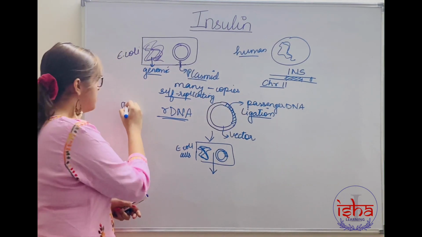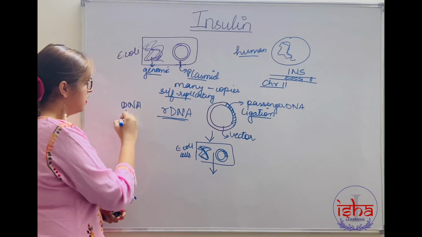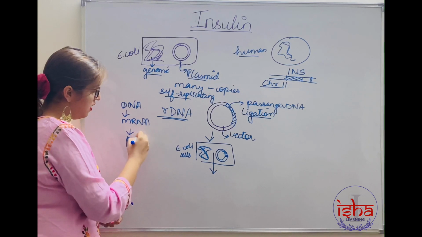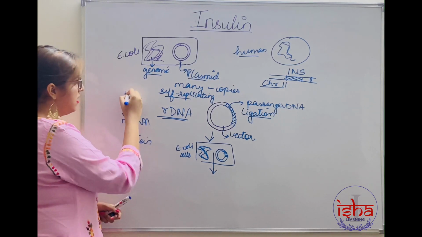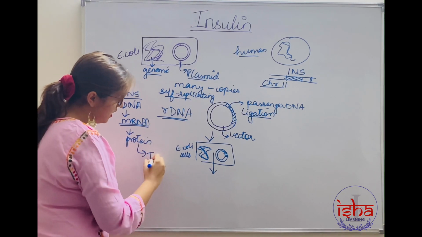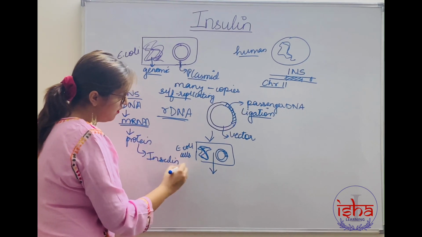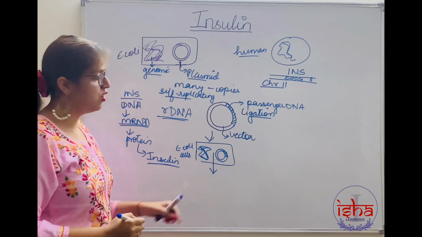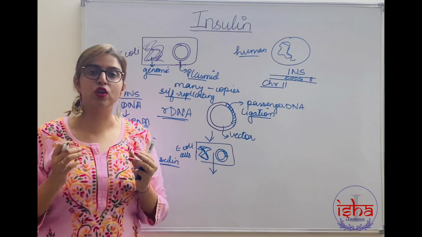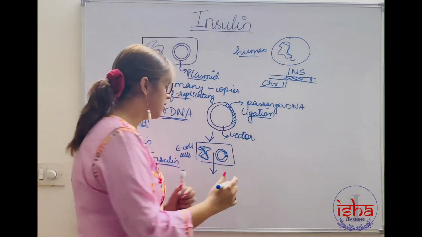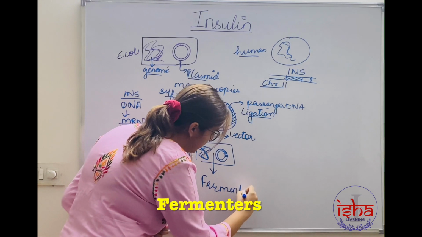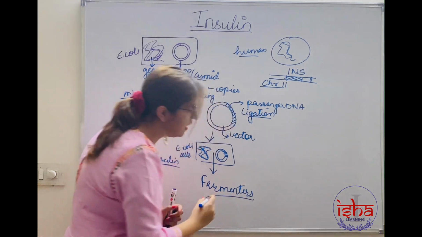The DNA forms an mRNA, and the mRNA forms my protein. So my INS gene is going to form an mRNA, and eventually my protein insulin is going to be synthesized in very large quantities. So this E. coli cell is going to be grown industrially in what we know as vessels known as fermenters. These are very large vessels.